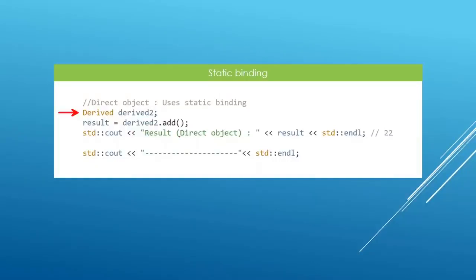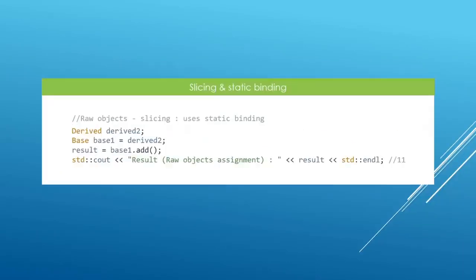And remember that we use the value of 10 in there, so we are going to add 10 to 10 and add a 2, and we are going to get a 22, as you see here, through static binding. If we do slicing by assigning a derived object to a base object, the derived information is going to be sliced off. And if we add, we will use the default parameters from the base class, and we will use the implementation in the base class.